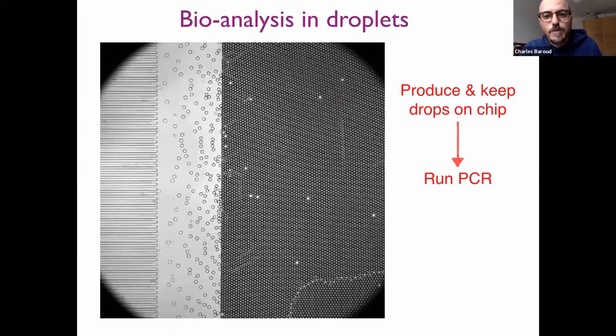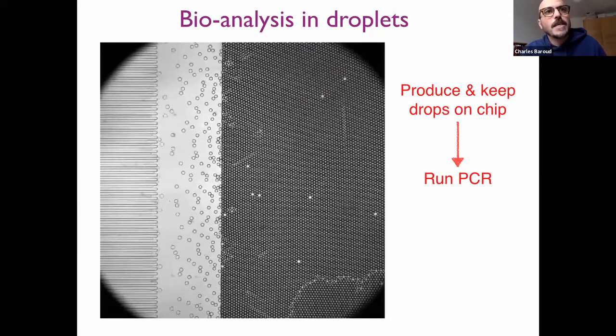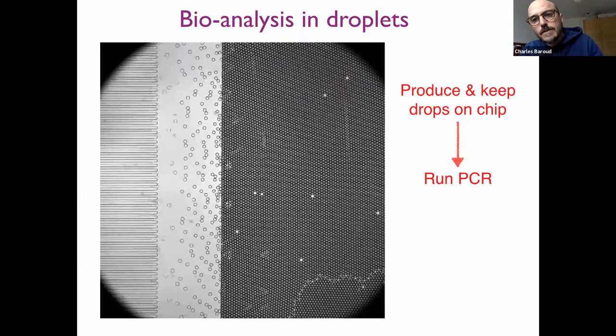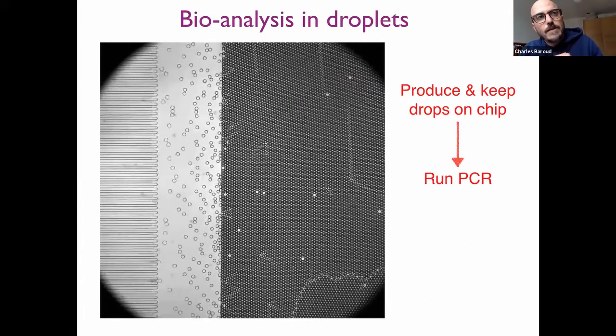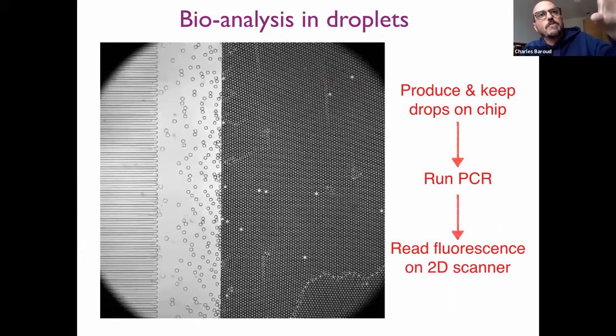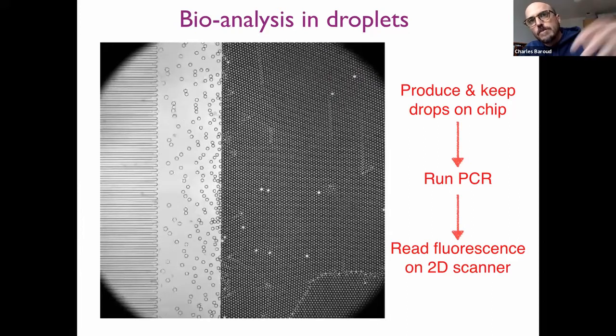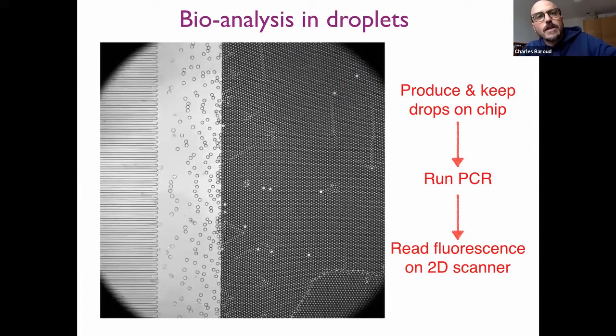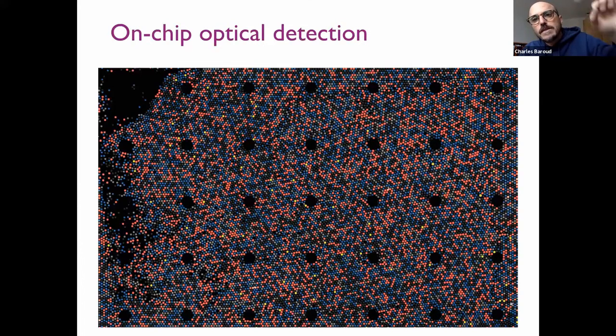Oh, everybody knows what PCR is now because of COVID. So if you include the PCR mix inside of these droplets with whatever sample you want to analyze, you can make the droplets on a chip, you can run the PCR, and then you make a picture like this, where you measure the presence or not of the DNA that you're looking for in the droplets, and you can get an extremely precise quantification of the DNA that you had in your sample.